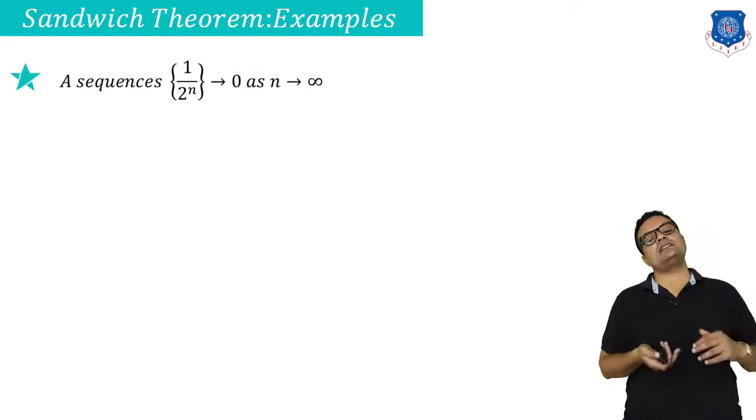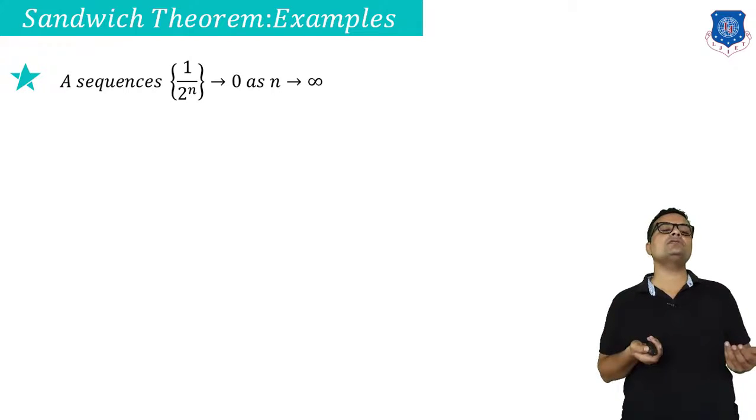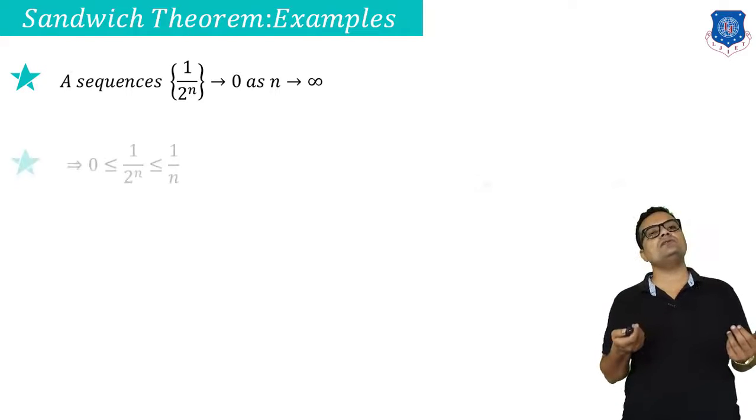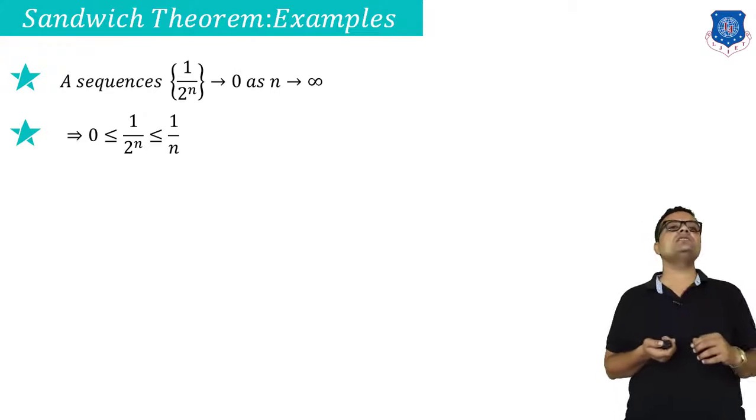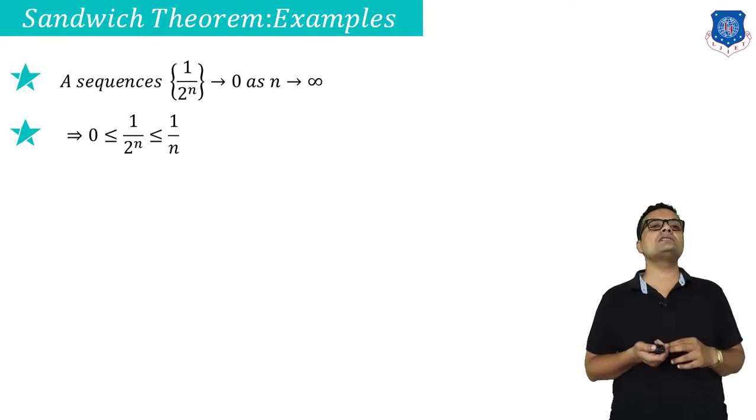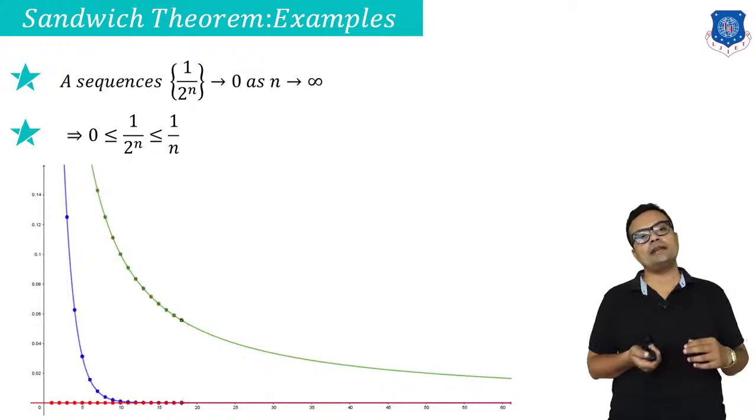Now let us consider another case. If I take 1 upon 2 raised to n, and n is tending to infinity, it will obviously go to 0. For this, I am using the idea of 0 less than or equal to 1 upon 2 raised to n less than or equal to 1 upon n.